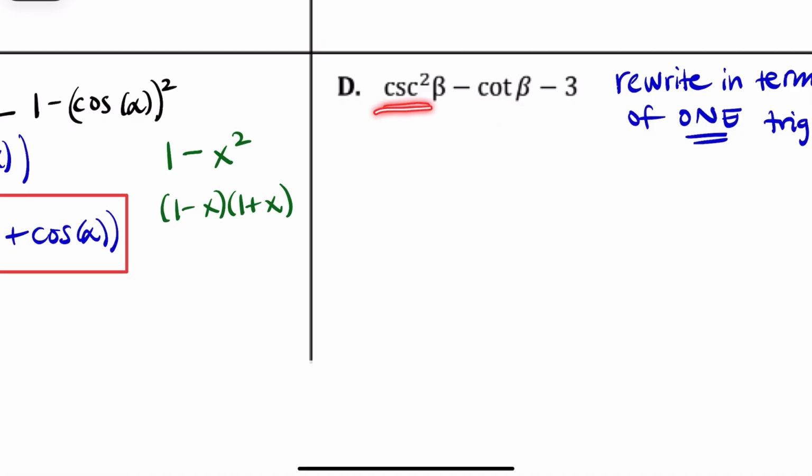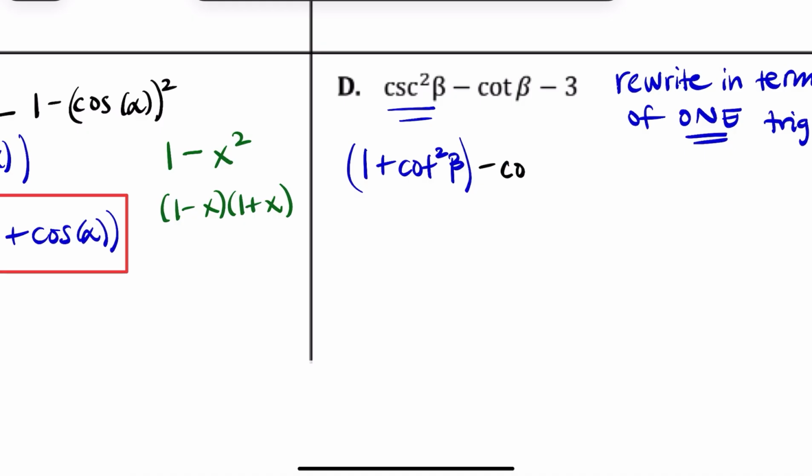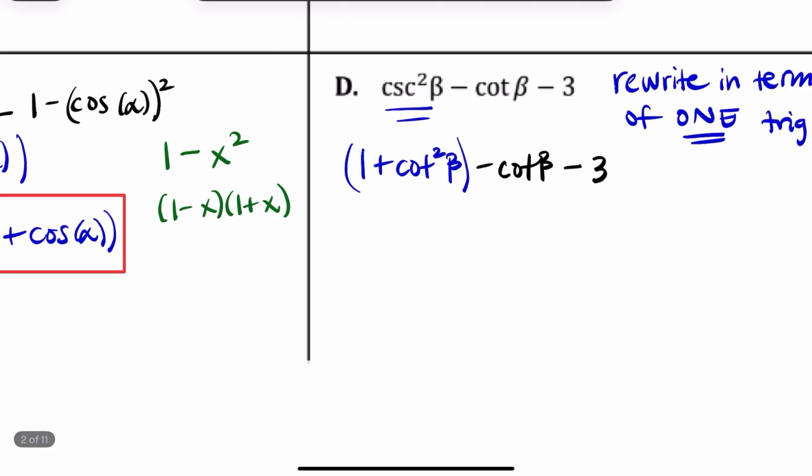So I'm looking at my cosecant squared beta, and I'm thinking, do I have an identity for that? Turns out I do. There's an identity that 1 plus cotangent squared equals cosecant squared. That's one of our Pythagorean identities. So I can write this as 1 plus cotangent squared of beta, and I have now minus cotangent beta minus 3. Now combining like terms, this is going to give me cotangent squared of beta for my first term, minus cotangent of beta, and then minus 2. Now all of my terms are in terms of cotangent. I have one trig function.